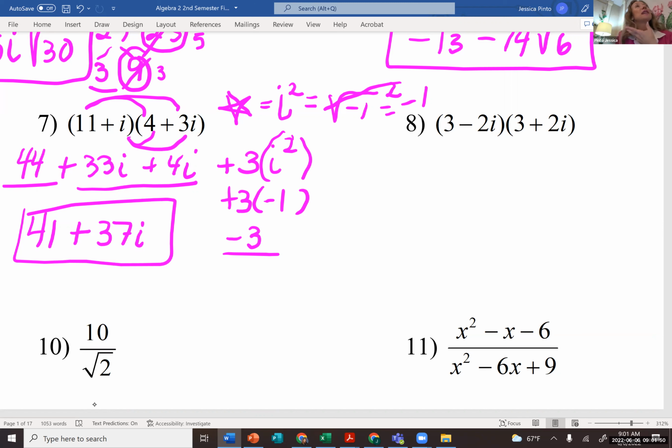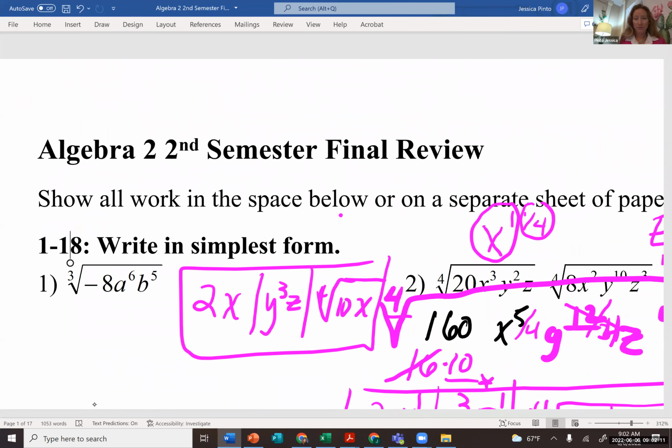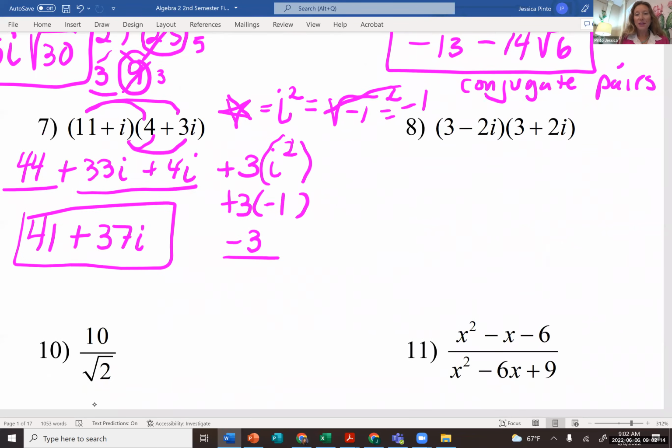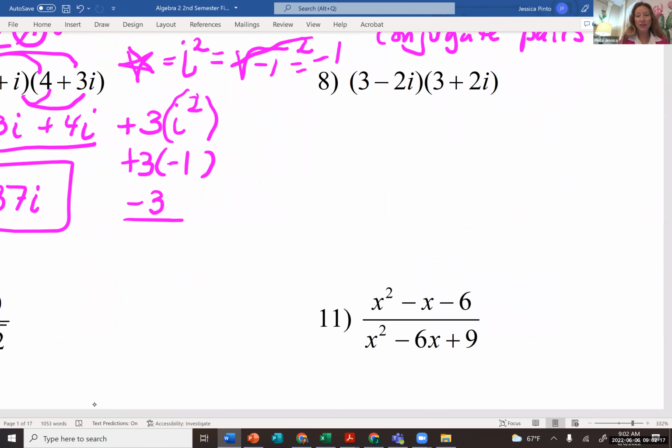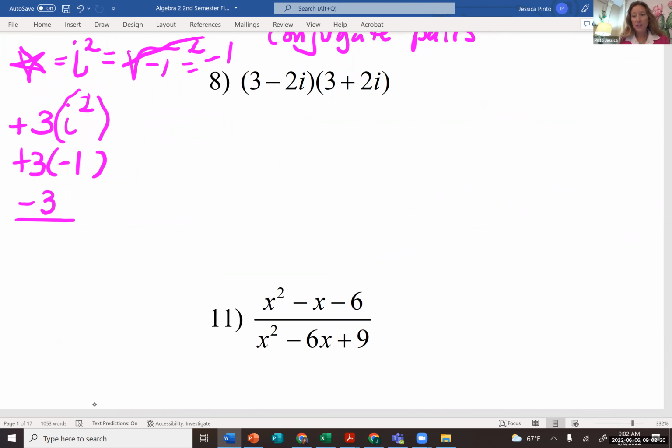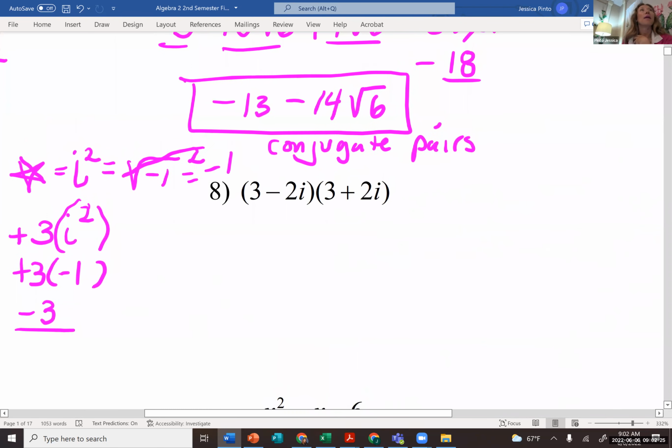So number 8, we've got the same thing, but the pattern of number 8 is slightly different. The pattern of number 8 is that it's 3 plus 2i and 3 minus 2i. Those are called conjugate pairs. And you might recall conjugate pairs from your Unit 4 test. And so what happens with the conjugate pairs is there's a special pattern that results in the pattern of the answer. Because of how this works out, there should be no imaginary numbers left over when we're all finished.